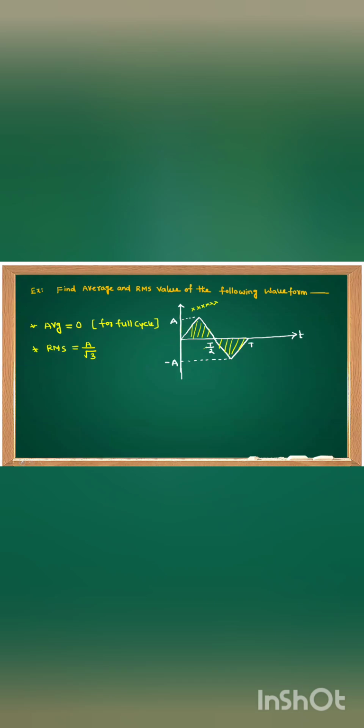Can you try this, sir? What is your answer? For this, you calculate for full cycle, but this is for half cycle. If you calculate this one for half cycle, you calculate average equal to A by half cycle. You calculate this average half into B into H.